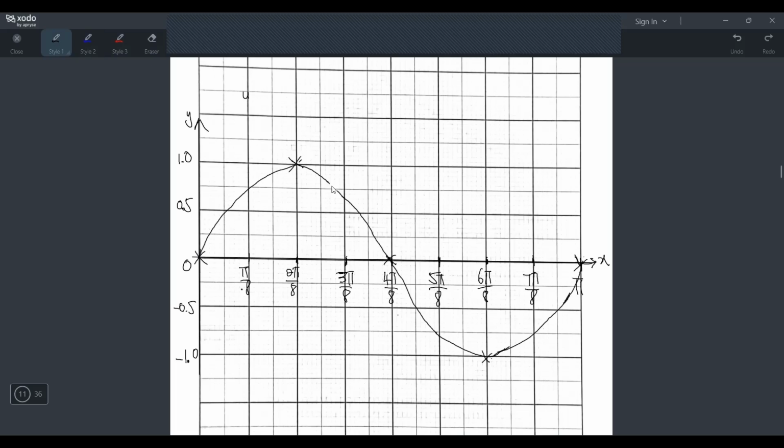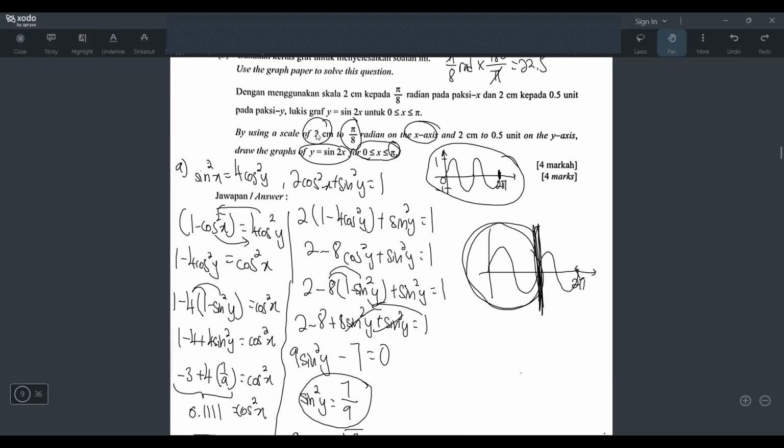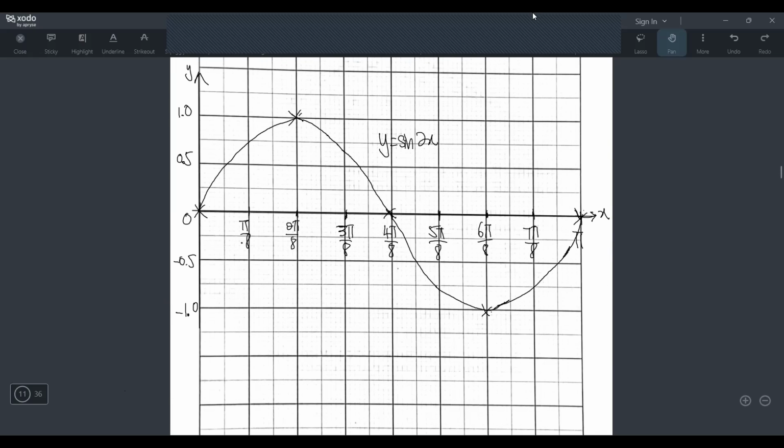Okay, like this. So this is the answer. Y equals sine 2x, right? Okay, let me double check. Is that really what the question wants? By using scale 2cm, draw the graph y equals sine 2x for 0 until pi. So yes, this is sine 2x, but there is only one cycle because they only draw until pi.